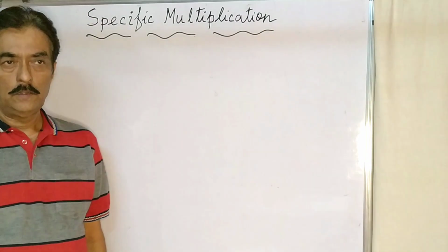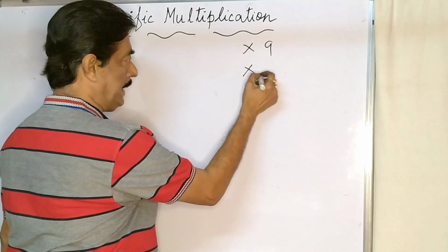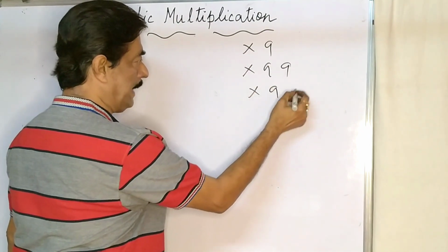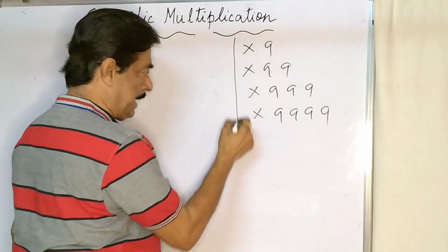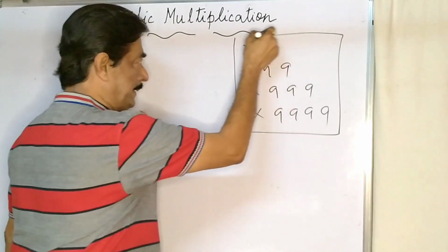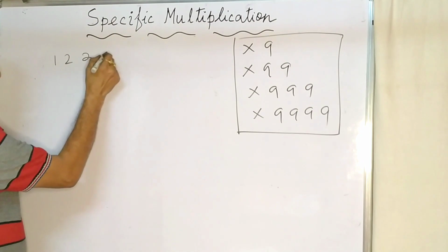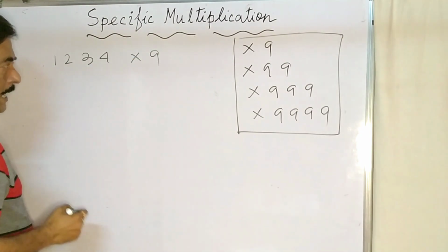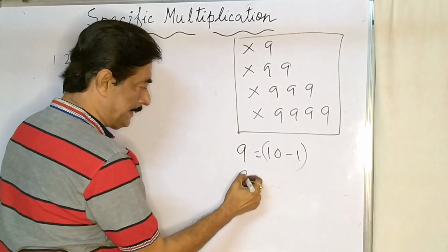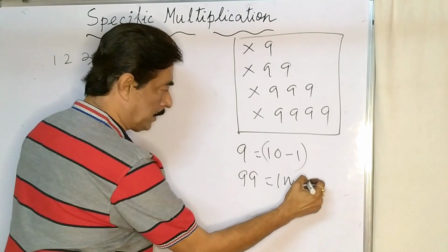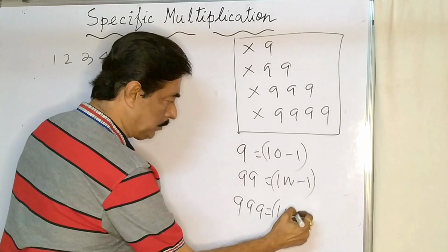Our next topic: how to multiply a number by 9, by 99, by 999, by 9999. These are specific multiplications. If we multiply by these numbers, we can get some advantage. Say 1234, multiplied by 9. Remember, instead of 9, we can write 10 minus 1. Instead of 99, we can write 100 minus 1. Instead of 999, we can write 1000 minus 1.